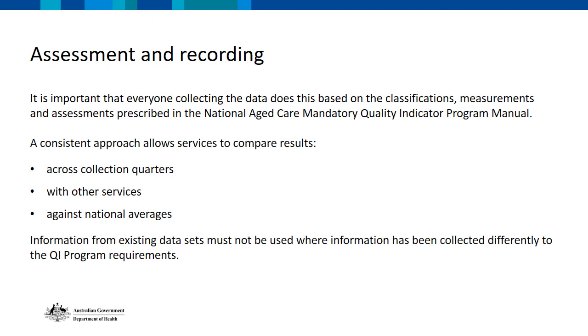with other services, as well as against national averages, by prescribing methods for classification, data collection, and reporting of the QIs. Information from existing data sets, for example incident reporting systems, must not be used where information has been collected differently to QI program requirements.